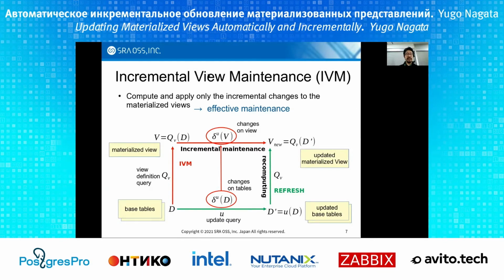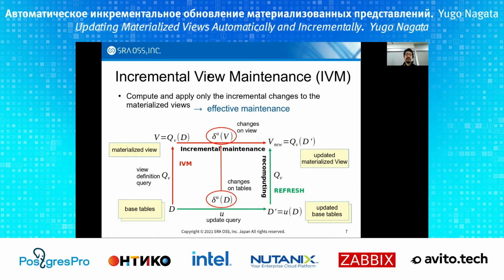Incremental view maintenance, called IVM, is another technique to maintain the materialized view. It computes and applies only the incremental changes to the materialized view, so it is effective if a small fraction of the view is updated.